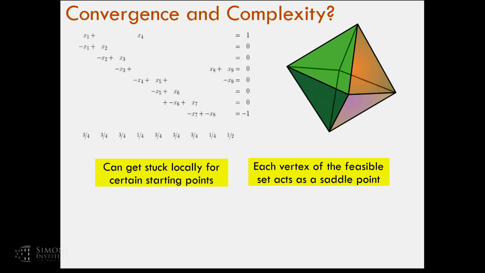So as I said, this corresponds to some kind of an L1 minimization problem, and each vertex of that problem essentially acts like a local attractor in certain directions, or in some sense a saddle point, which might mean that you might have to go along every vertex before you find the optimal point.